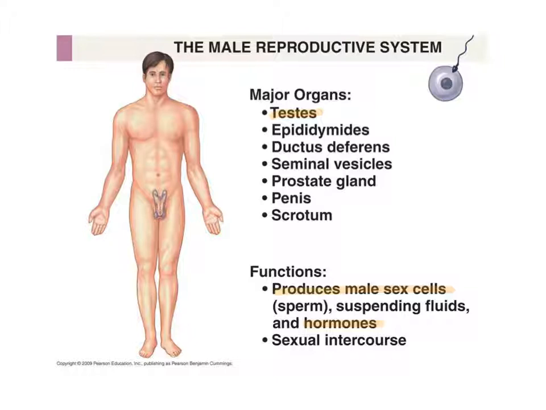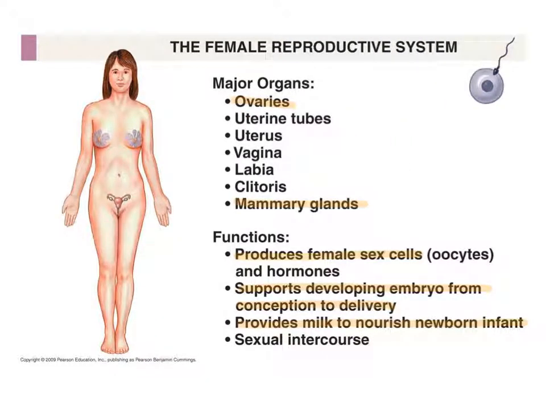Finally, the 11th and last system is the reproductive system. It can be divided into two individual systems. The male reproductive system has the major organ being the testes and the major function being to produce male sex cells, sperm, and hormones. Finally, the female reproductive system has the major organs being the ovaries and the mammary glands, and the major function being to produce female sex cells, oocytes, or eggs, and hormones. It also is involved in supporting the developing embryo from conception to delivery.